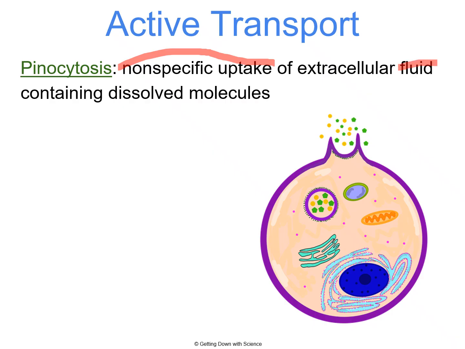Pinocytosis is non-specific uptake of extracellular fluid. So when you think pinocytosis, here's a silly way to remember this: I think pino, like pina colada. And that's a drink. And drinks are fluid or liquid. So pinocytosis is an example of endocytosis. However, this involves fluid. So pretty much the same thing as phagocytosis. However, phagocytosis involves solid particles, and pinocytosis includes liquid particles.